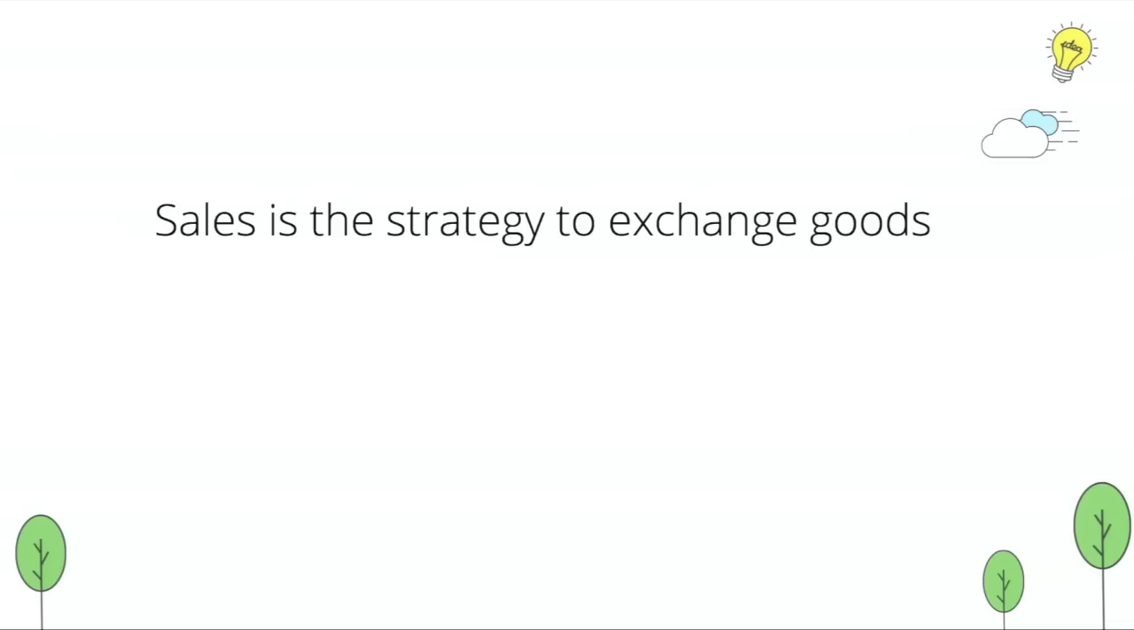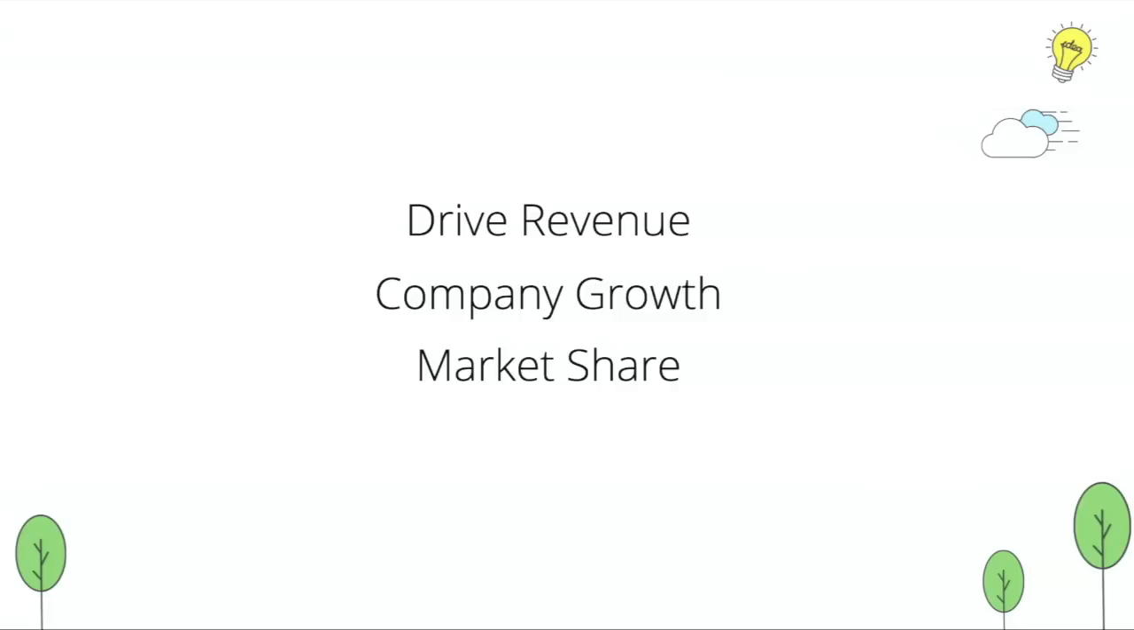So sales is the strategy to exchange goods. That's something that we all know. We have our own definition for sales, so let's quickly move past that. Why do we sell, though? There are three main reasons we sell: to drive revenue, to make some money; company growth, which is not necessarily just to grow your profits, but to grow your business, with more product lines, different product categories, selling through different industries, adding additional territories or offices or branches to your company; and then to gain market share for your product. So that is why we sell to customers.